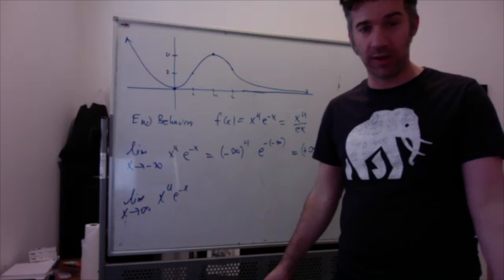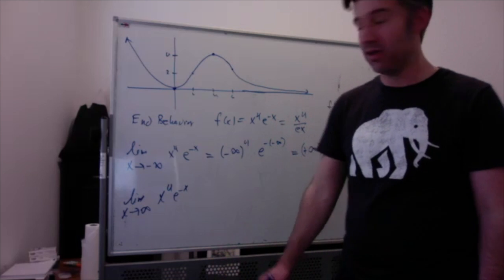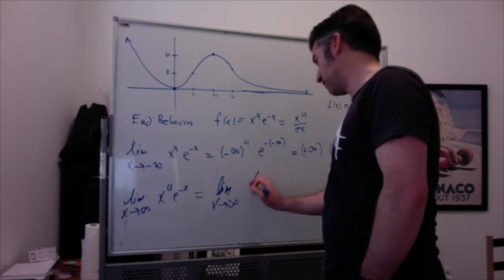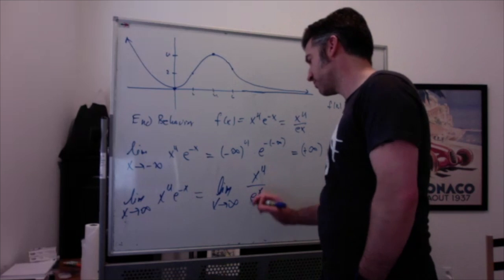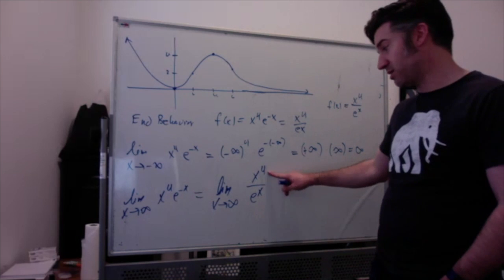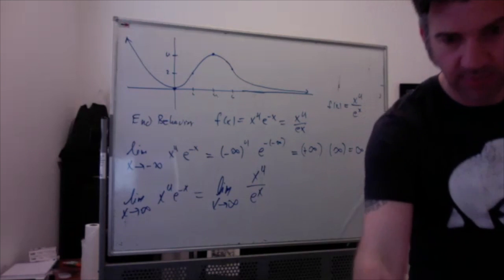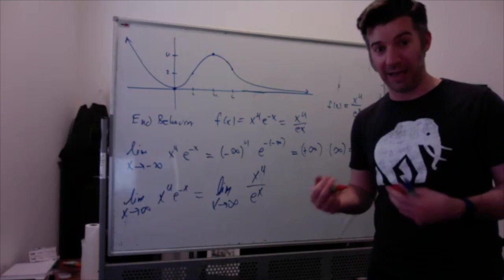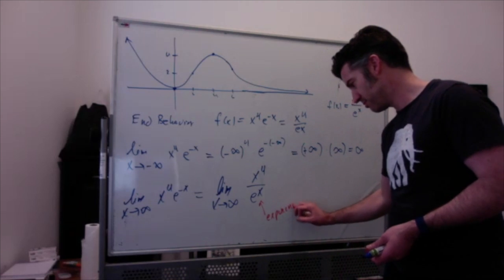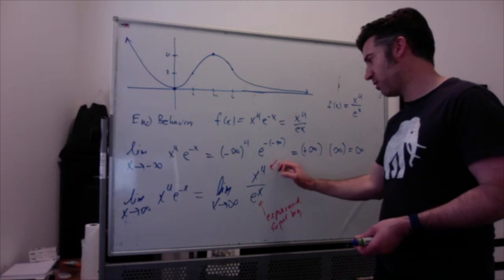So this requires more work. And really what this requires is L'Hopital's rule. But we don't have L'Hopital's rule. So we're going to say the following thing. I'm going to write this as the limit as x goes to infinity of x to the 4th over e to the x. And then I'm going to tell you e to the x is bigger. Right? If you graph x to the 4th and e to the x, e to the x gets bigger so much faster. It is literally exponential. Super big. Whereas x to the fourth is just polynomial.